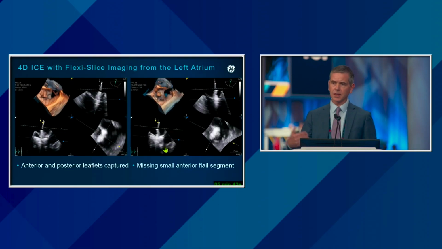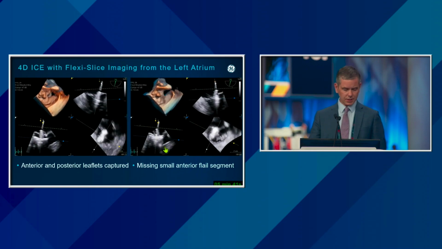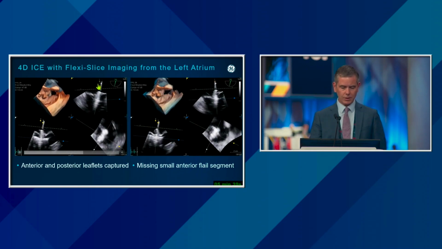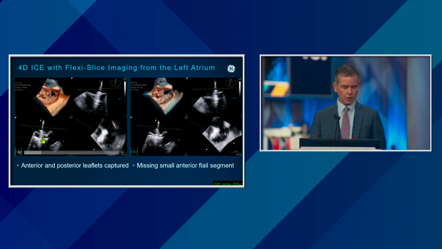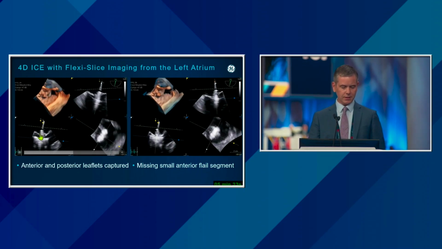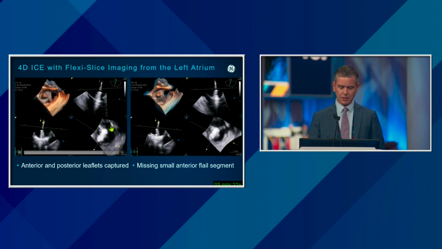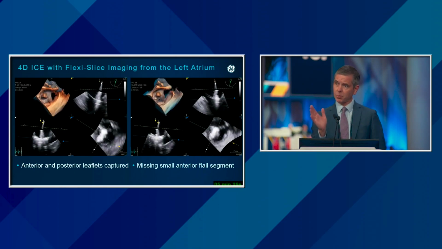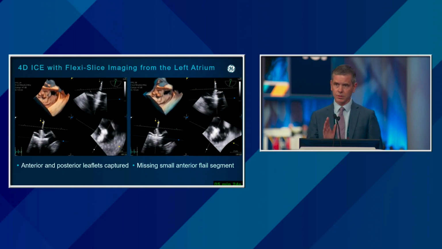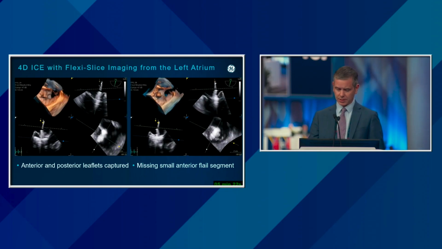So we went in with the TEER system here. We've utilized it to come in laterally across A2. We're aligned with the flail. You can see the flail leaflet here of the anterior leaflet coming in behind us. We're using Flexi Slice to get right on it, so we have perfect views that are non-tangential to see it.